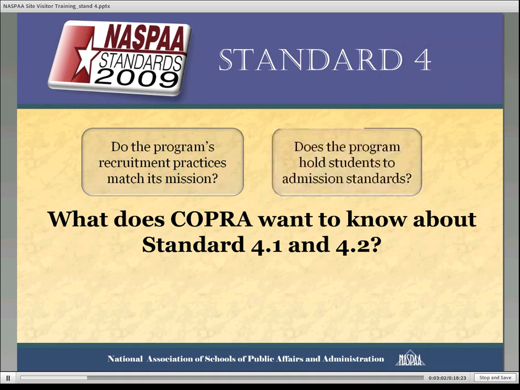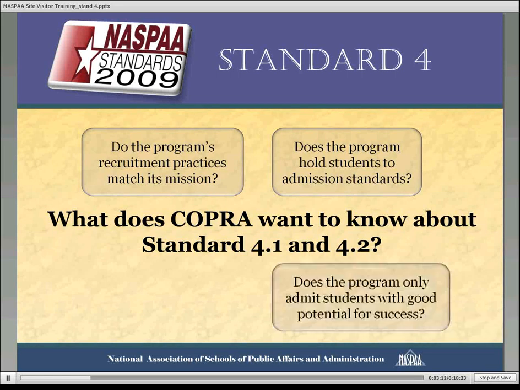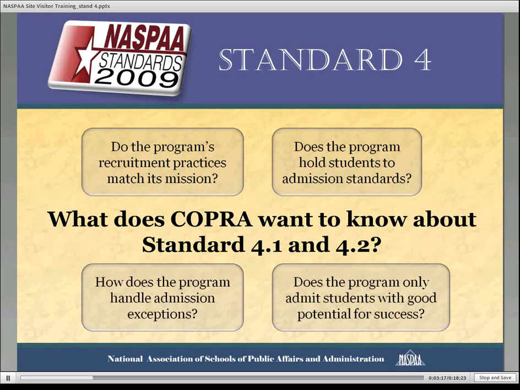Do the program's recruitment practices match its mission? Does the program hold students to its admission standards? So if it has standards, is it actually applying those and using them? Third, does the program only admit students with good potential for success? And fourth, how does the program handle admissions exceptions? So it's okay to have exceptions, but they should be mission-driven, they should be transparent, they should be equitable, and there needs to be support provided for students so that they can be successful.